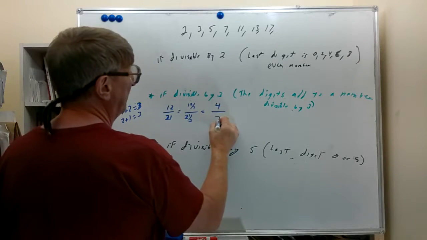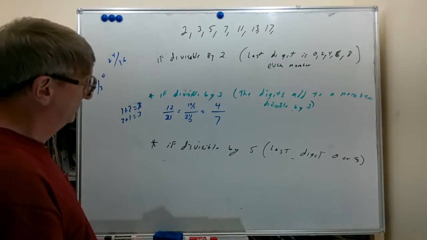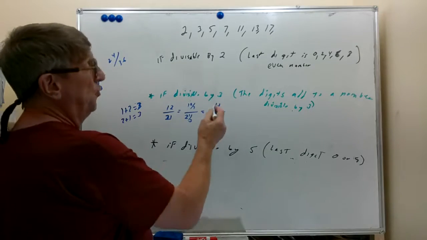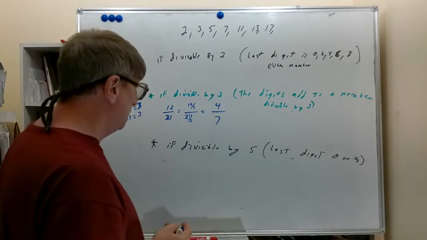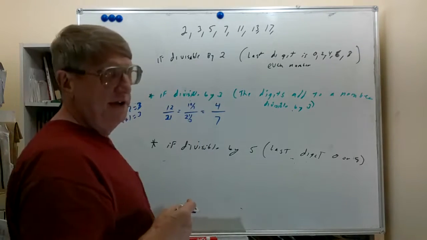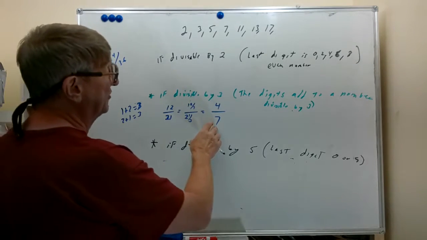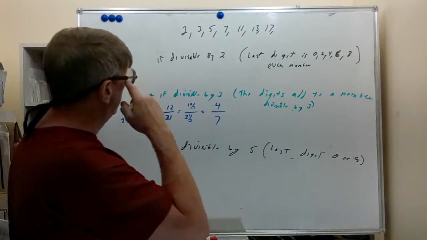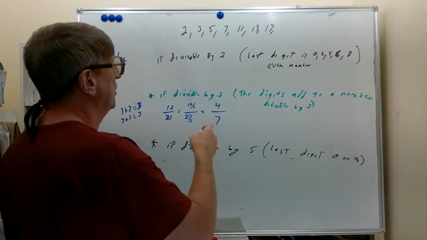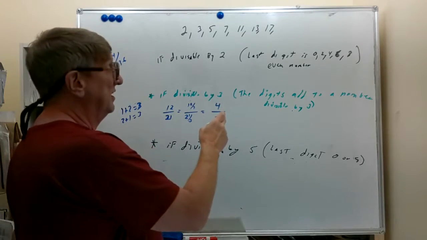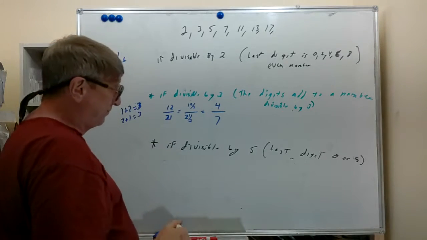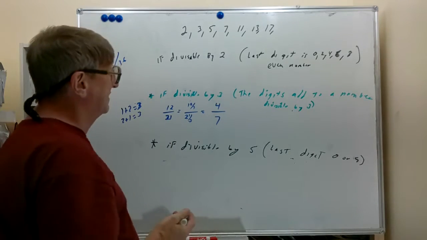21 over 3 is 7. Now, can we go any further? Well, 4 is even. It's got a factor of 2. But 7 is a prime number, so its only factors are 7 and 1, neither of which are factors of 4. So 7 has a divisor of 7, but 4 does not have a divisor of 7. They both have a divisor of 1, but that doesn't do any reducing.